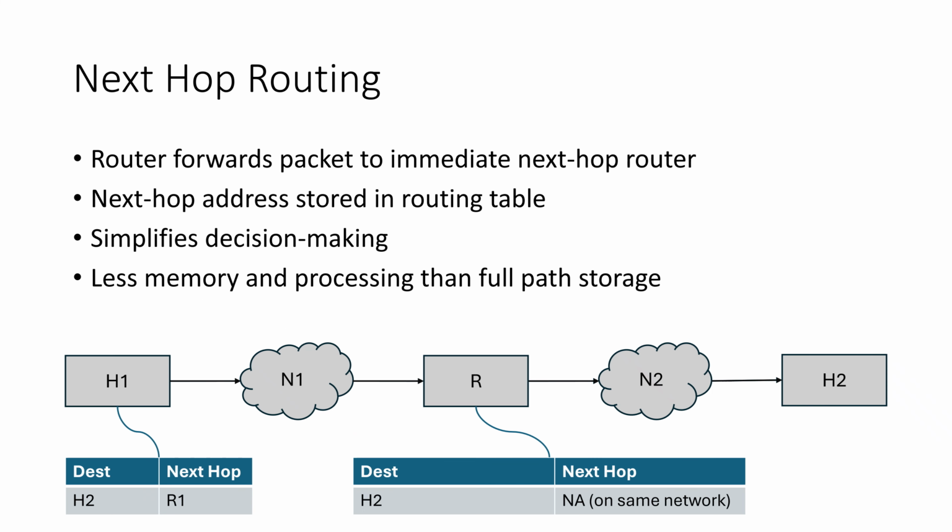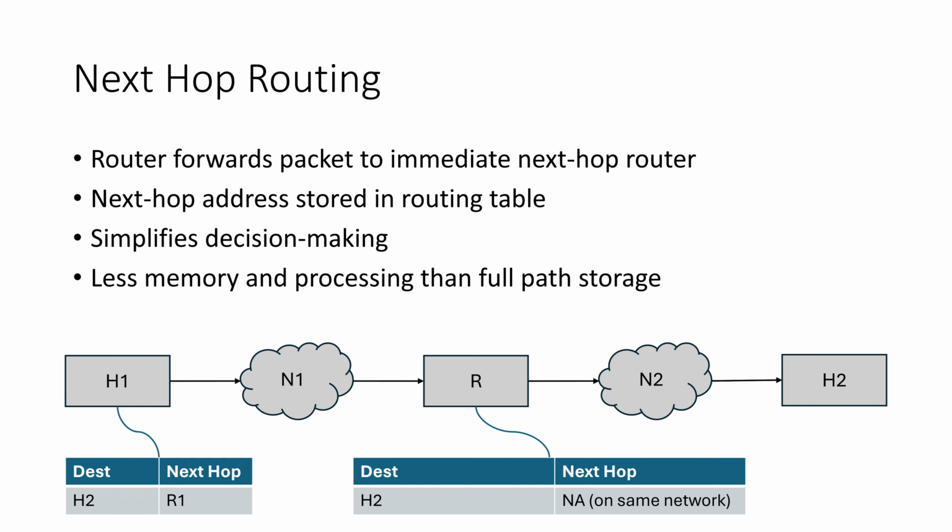One of the simplest and most widely used routing methods is called next hop routing. In this method, a router doesn't need to know the complete path to the destination. Instead, it only keeps information about the next hop. So, the immediate next router to which the packet should be forwarded, that is the next hop. This makes routing decisions fast and keeps the routing table compact.